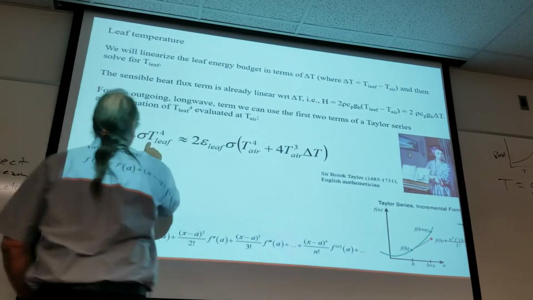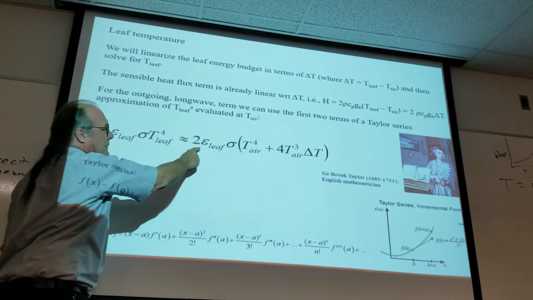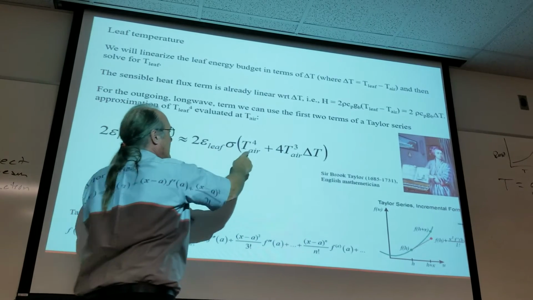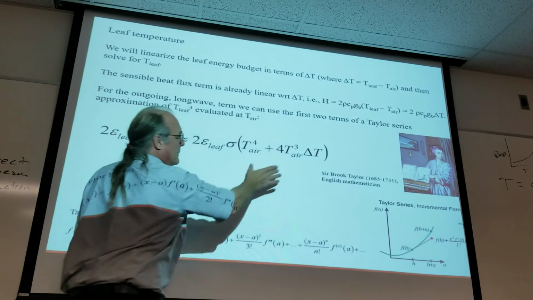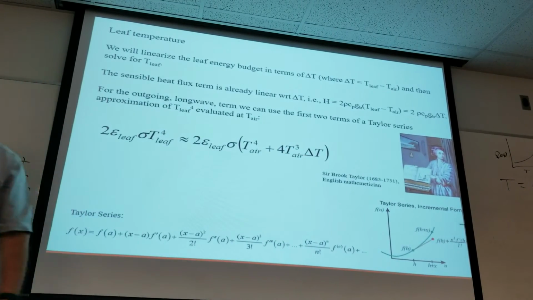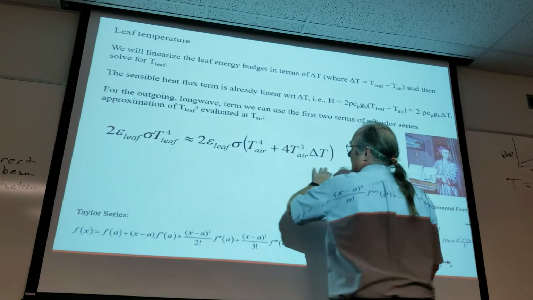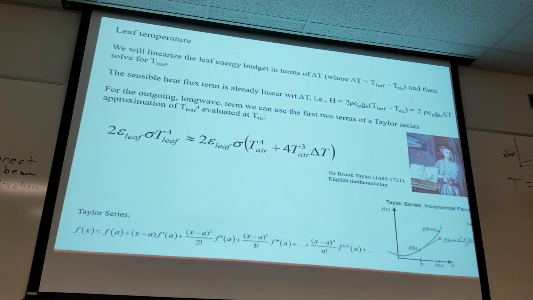So 2 epsilon sigma T leaf to the fourth is about equal to 2 epsilon leaf sigma T air to the fourth plus this other part of the term, the first derivative, evaluated at the air temperature. Right? Now, this equation is linear in T leaf.